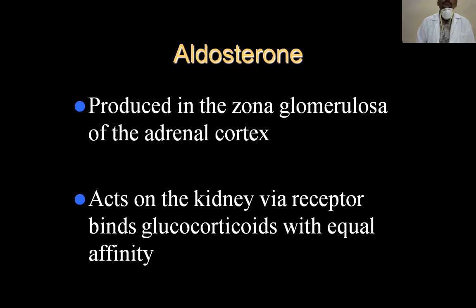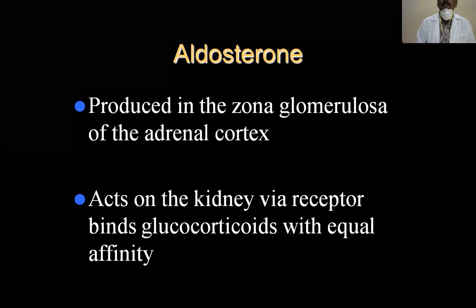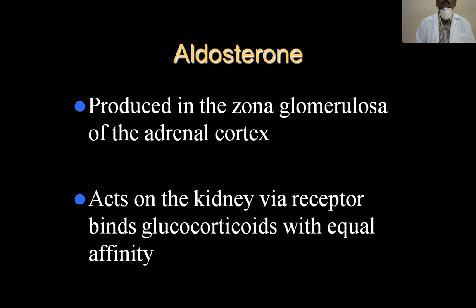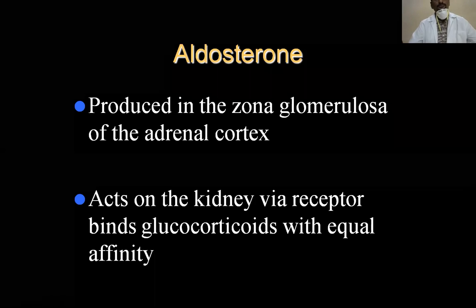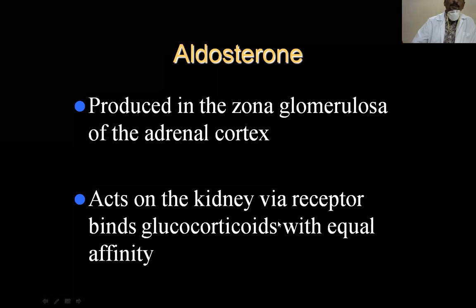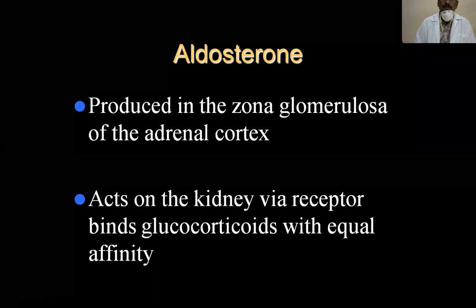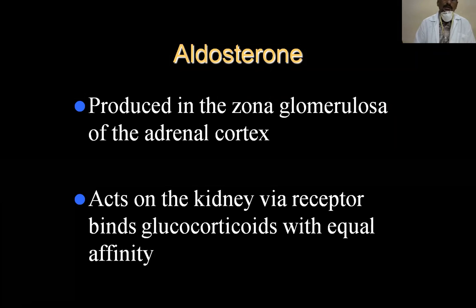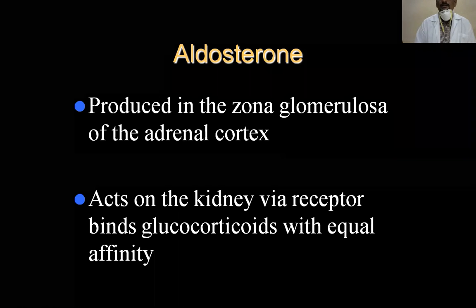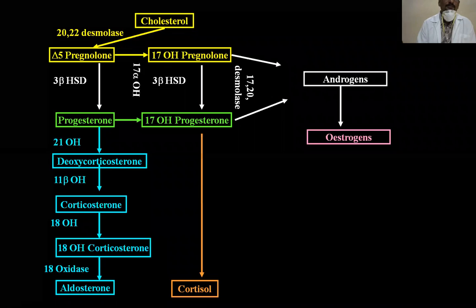Aldosterone is a mineralocorticoid synthesized from the cholesterol molecule, and it is produced in the zona glomerulosa, because that is the area where, in the mitochondria, the aldosterone synthase enzyme is there. That oxygenase enzyme helps in the formation of aldosterone from corticosterone, and it acts on the kidney via receptors. As I said, the same receptor to which the glucocorticoid also will bind. That's why it is called the type 1 glucocorticoid receptor.